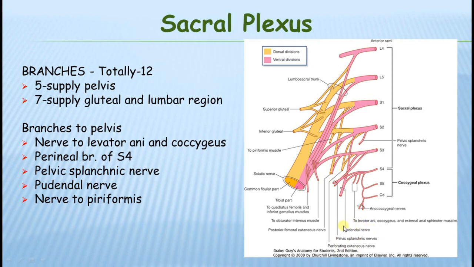The pudendal nerve is the main nerve supplying the lower part of the rectum, the anal canal and the structures of the perineum. Pudendal nerve, pelvic splanchnic nerves. Okay. Then you have the nerve to levator ani and coccygeus, as I told you, and then the nerve to piriformis. So these are the 5 branches: nerve to levator ani and coccygeus, perineal branch of S4, pelvic splanchnic nerves, pudendal nerve, and nerve to the piriformis.